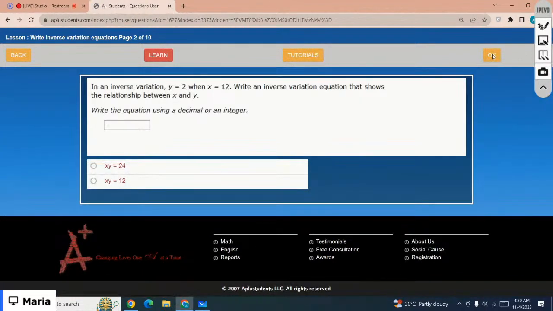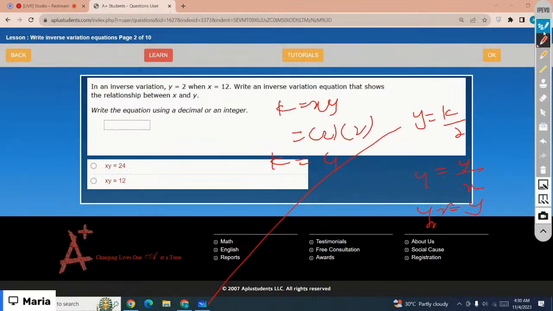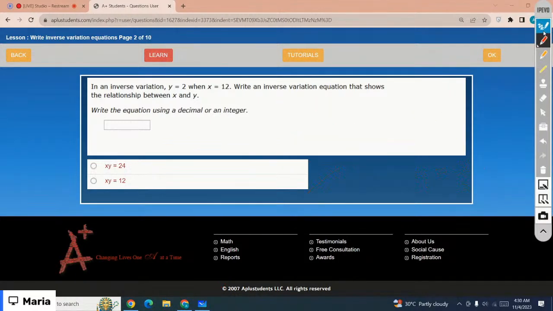Okay, in an inverse variation, y equals 12 and x equals 2. Write an inverse variation equation that shows the relationship between x and y. Okay, let's just calculate the value of k first, right? K equals xy. So here your x is 2 and y is 12. K equals xy, that means 12 times 2, that is 24, right? Then you have y equals k over x. So k is 24, y equals 24 over x, right?